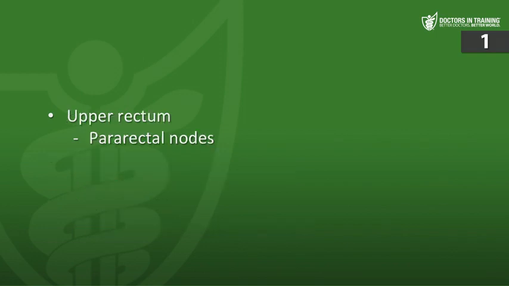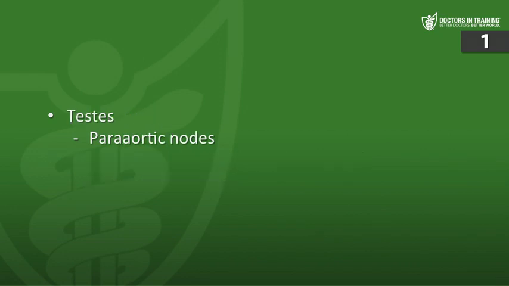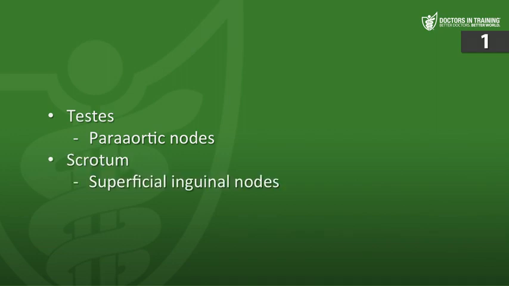The upper rectum goes to the perirectal nodes. The lower rectum, above the pectinate line, goes to the internal iliac nodes, and then below the pectinate line drains to the superficial inguinal nodes. Testicular cancer would go to the para-aortic lymph nodes, and the scrotum drains to the superficial inguinal nodes.